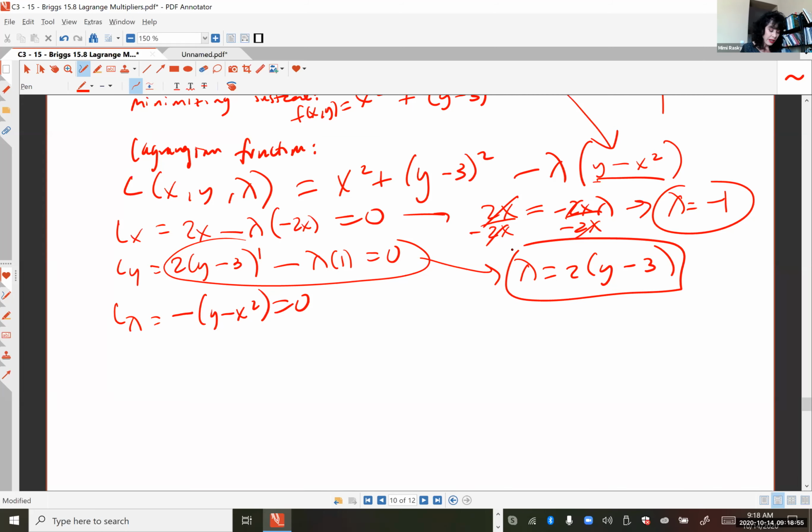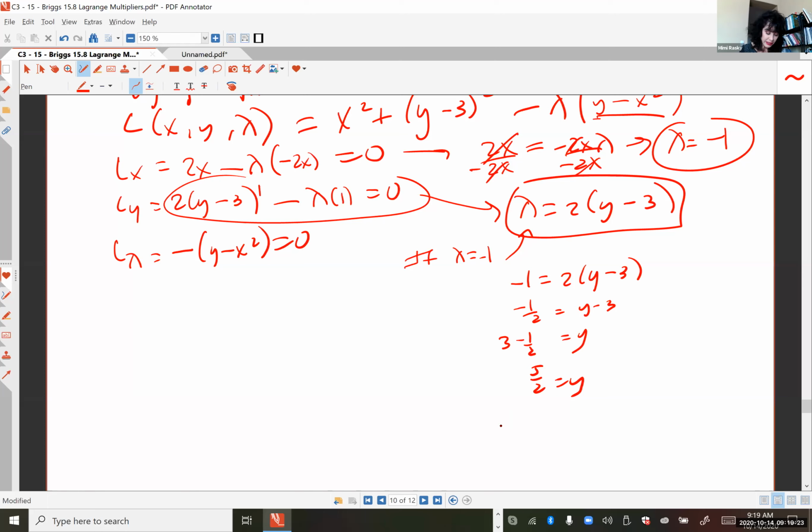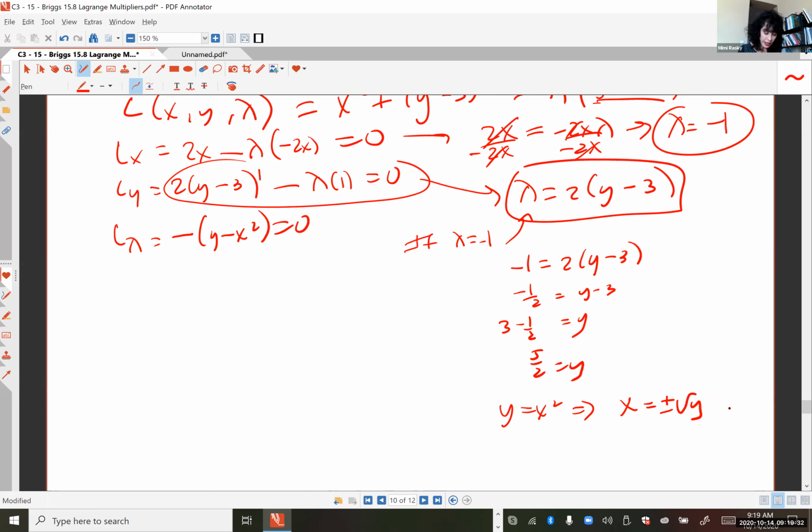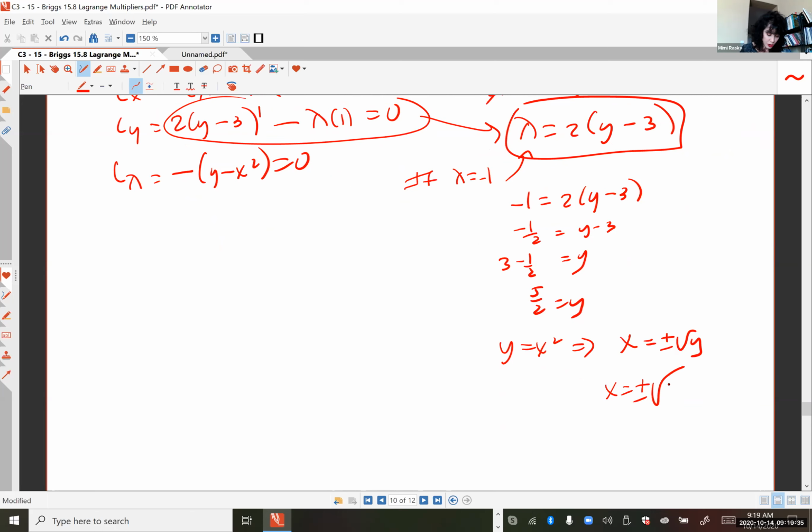Well, if lambda is equal to negative 1, which is what we got first, and you plug it into this equation for lambda, you're basically saying the 2 lambdas are equal, and then what do I get? Negative 1/2 is equal to y minus 3, add 3 to both sides. I get y is 3 minus 1/2, but that's 5/2. Okay, and it turns out that you can easily get the x because y is equal to x squared, and so that means x is equal to plus or minus the square root of y, and then that means that x is equal to plus or minus the square root of 5/2.